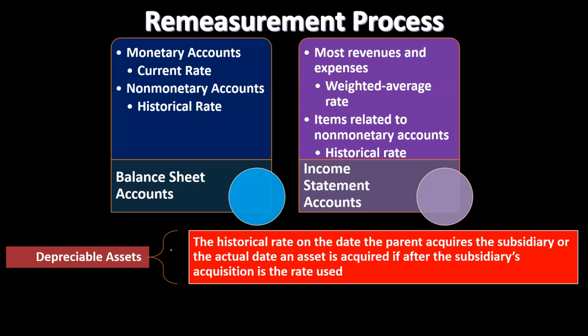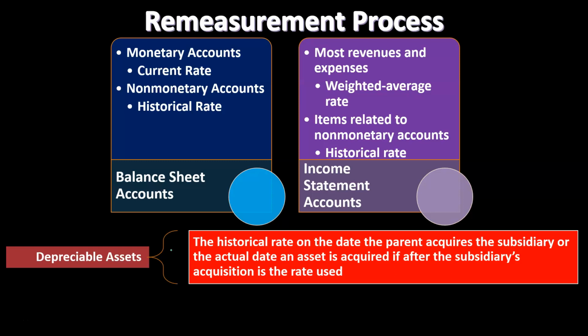We're going to be using the rate at which the depreciable asset was purchased, so we'll use the historical rate. However, if the asset purchased for the subsidiary was purchased before the time in which the parent company purchased the subsidiary, then we're going to use the time period that the parent purchased the subsidiary. So the rate we use will be the later of the time that the parent purchased the subsidiary.